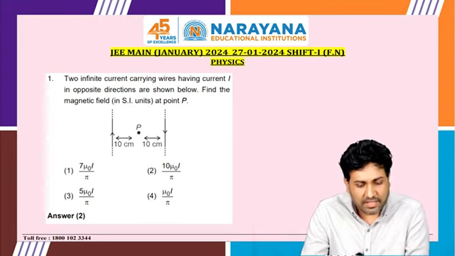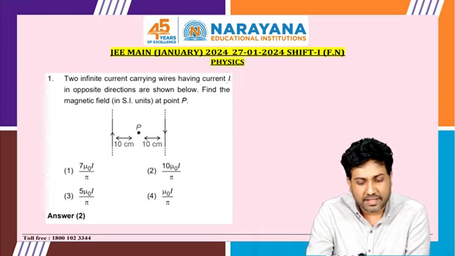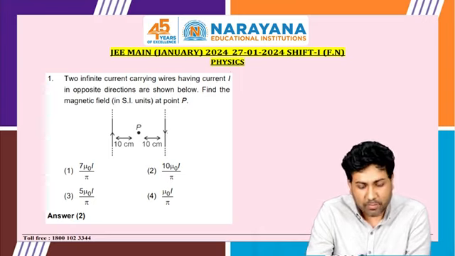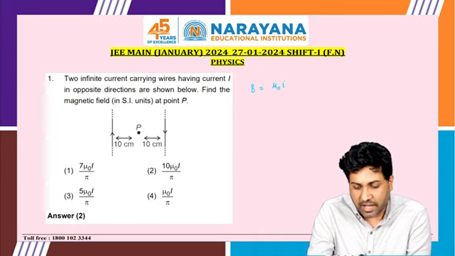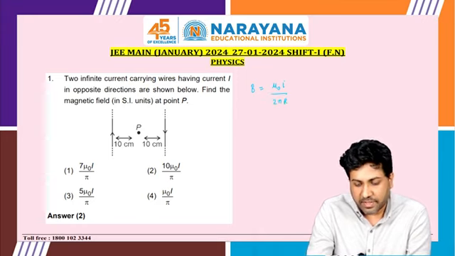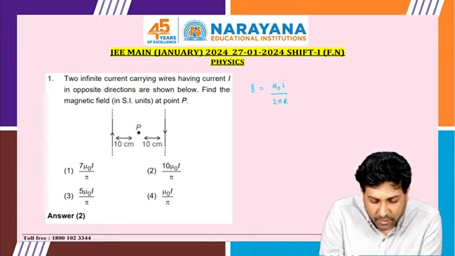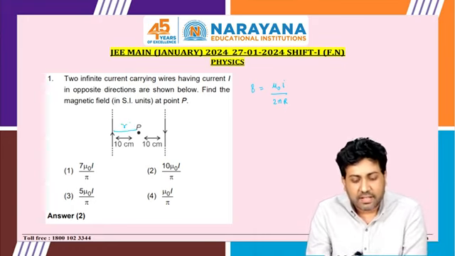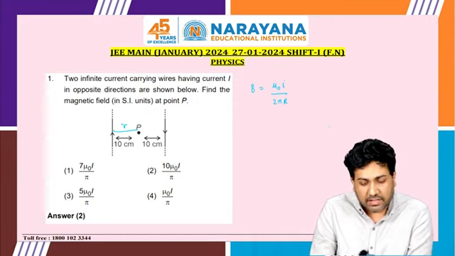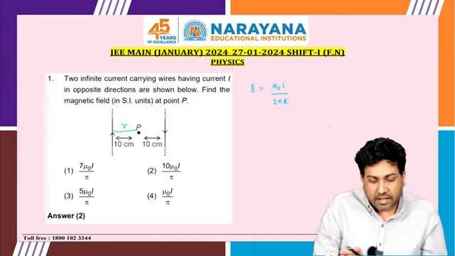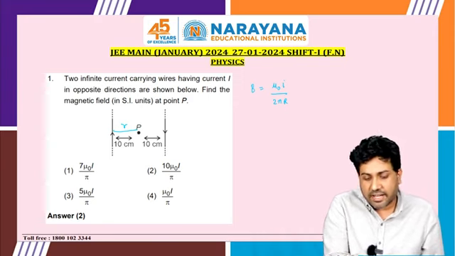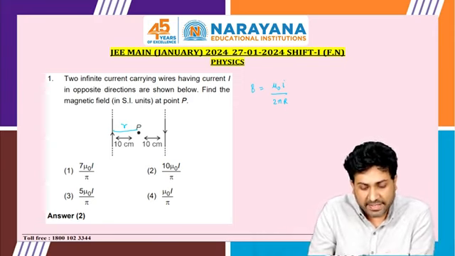In the first question, it is given that there are two infinite current carrying wires carrying current I each, and they are carrying current in opposite directions as shown below. Find the magnetic field at this point P. You know the magnetic field B is given by mu naught I upon 2 pi r, where r is the distance of the point P from the wire. In this question it is given 10 centimeter. And if you look at the direction of the current, the field direction at point P is inwards for both the current carrying wires.